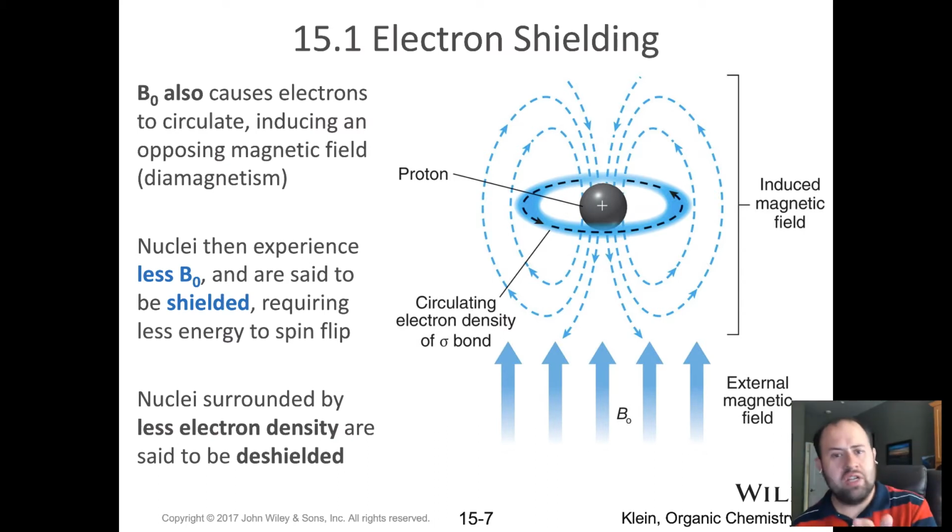If nuclei are in different environments, typically what that will mean is the electron density is different. And electrons, if you think about it, are sensitive to magnetic fields. In fact, they will generate an opposing magnetic field and start cycling around when they feel that external magnetic field. The field that the electrons generate opposes the external magnetic field. That's going to actually decrease the strength of the external magnetic field that the nucleus feels, and that's why it's called shielding. We'll get into shielding more when we talk about chemical shift.